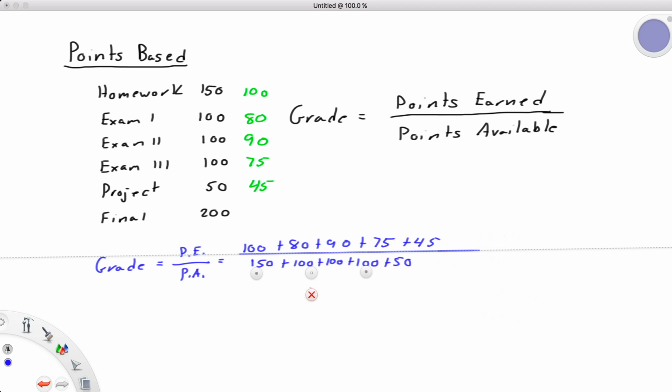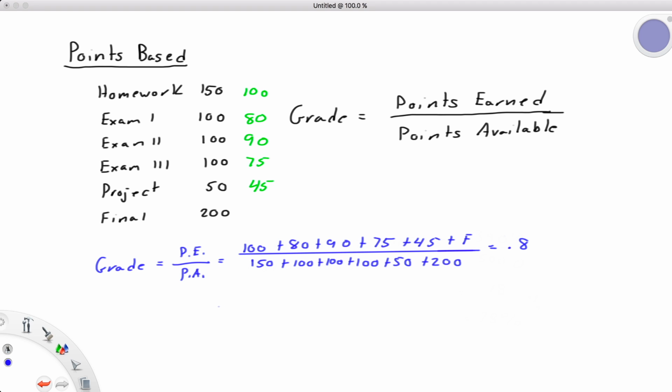We still have points earned, which would be 100 plus 80 plus 90 plus 75 plus 45 plus whatever we get on the final, which we'll call F, divided by the points available, which is the sum that we previously had plus that 200 points for the final. And if we wanted this to equal 80, we would set this equal to 0.8, because 0.8 is 80%, and then we'd solve for F.